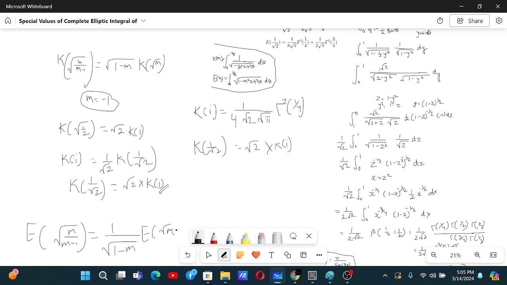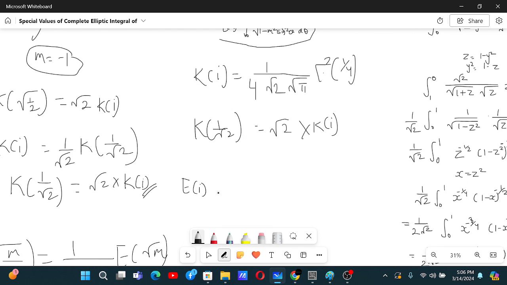And we know that E of I was basically, what was it? 1 by 4 root 2 pi times gamma squared of 1 by 4. I have already derived this one in a previous video, plus 1 by root 2 pi times gamma squared of 3 by 4. This is E of I.